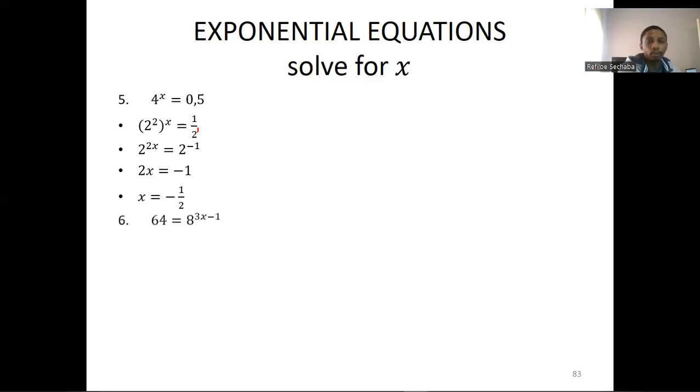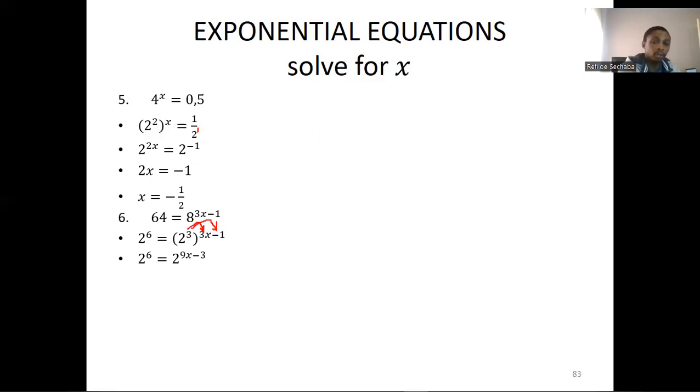What about this one here, where we have 64 is equal to 8 to the exponent of 3x minus 1. So you prime factorize 64 and then you prime factorize 8. 64 will be 2 to the exponent of 6, and 8 will simply be 2 to the exponent of 3. Then you multiply the exponents on the right-hand side, so you take that 3 multiplied with 3x minus 1. Your solution here will be 2 to the exponent of 6 is equal to 2 to the exponent of 9x minus 3.